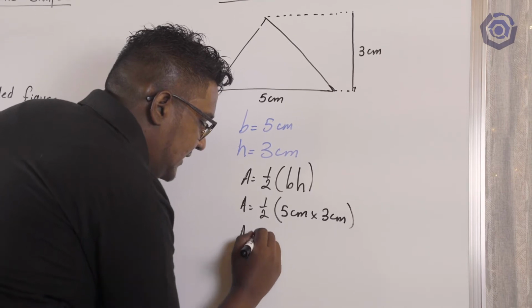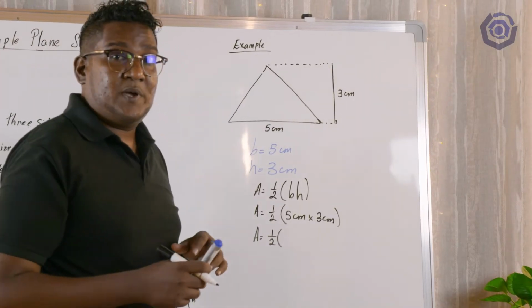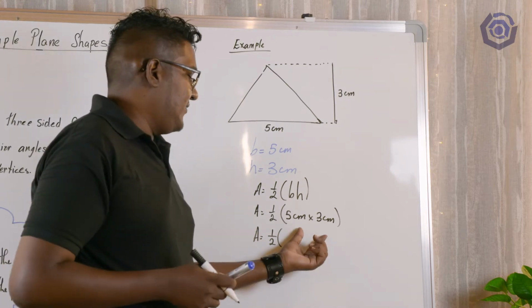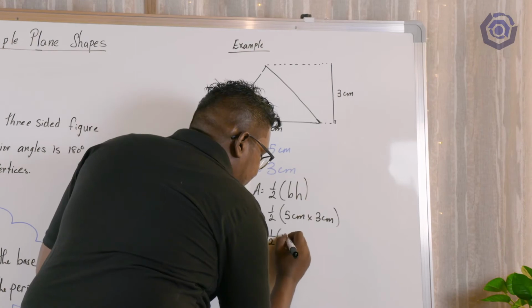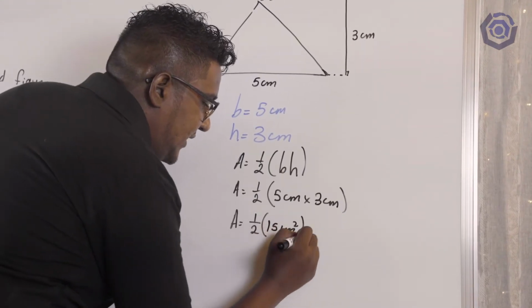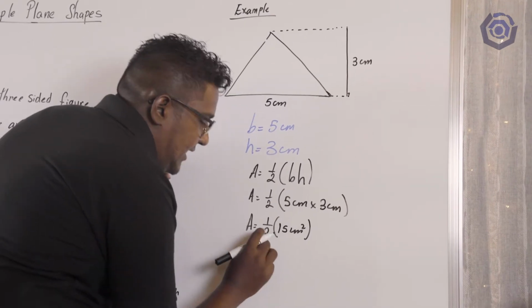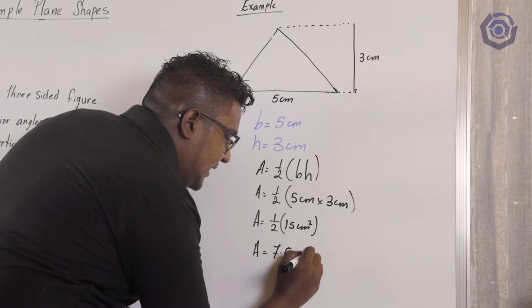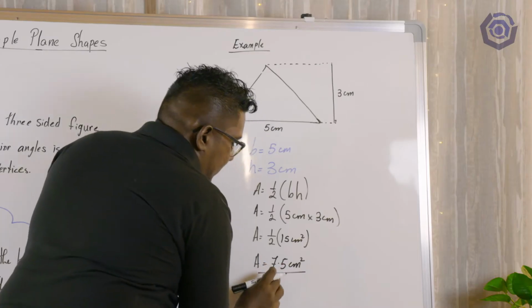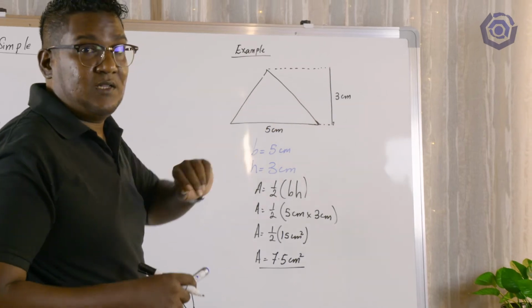A equals a half. Order of operations, remember that we always solve our bracket first. So we work out what's in the bracket. 5 times 3 is going to give me 15 cm squared, and half of 15, or half multiplied by 15, is going to give me 7.5 cm squared. So 7.5 cm squared is the area of this triangle above.